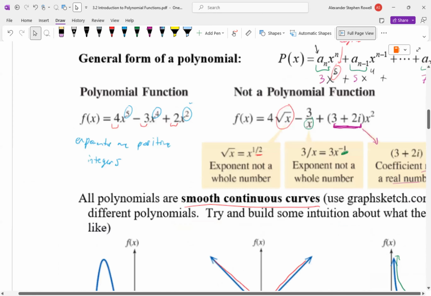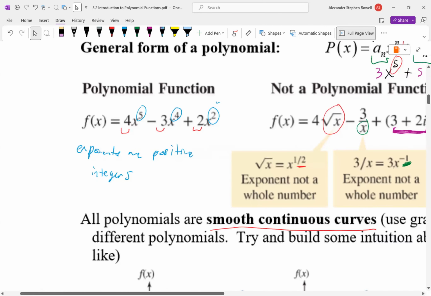For instance, let's look at 4x to the fifth minus 3x to the fourth plus 2x squared. If I go very far to the right, what values of x am I talking about? Positive infinity, but infinity is not a number, so I like to plug in a very large number.